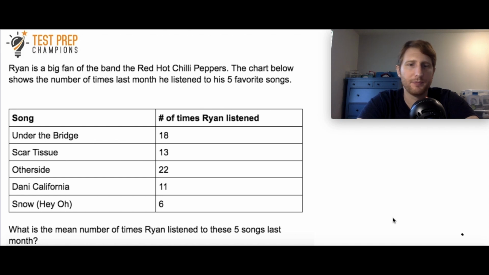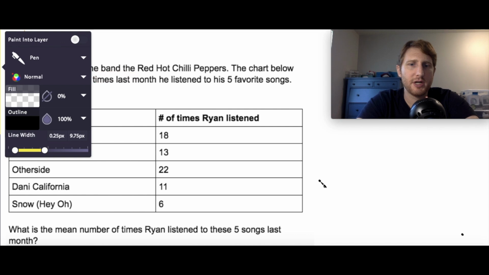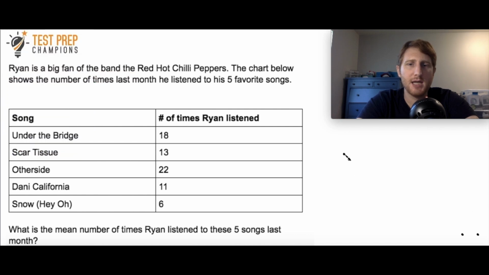Okay, so in this question here, we have to find the mean. The mean is just another word for the average. And these questions do come up quite commonly, so it's important to know how to do mean questions on the test. And the first step is to take all of the numbers in the data set, which we have right here, and add them up. And we want to divide by the total number of numbers in our data set.